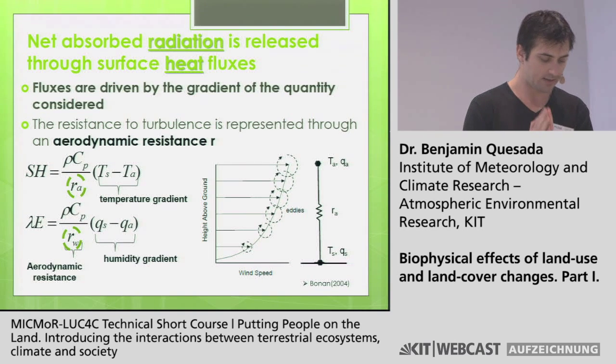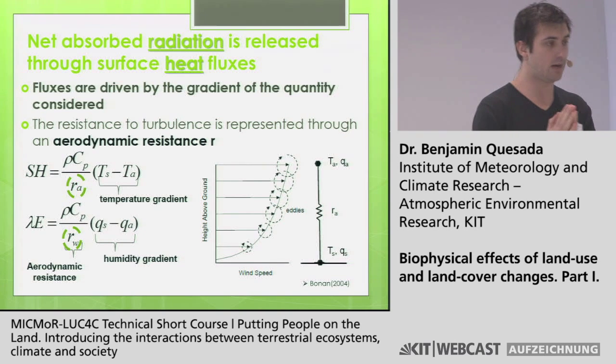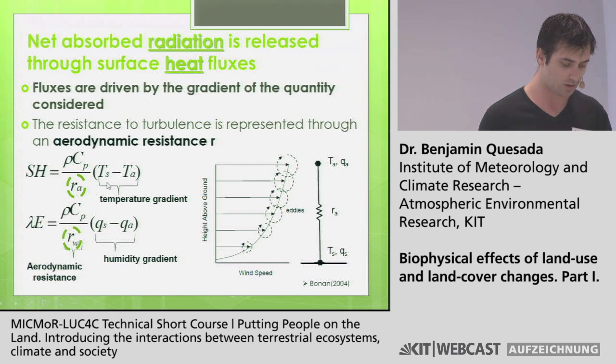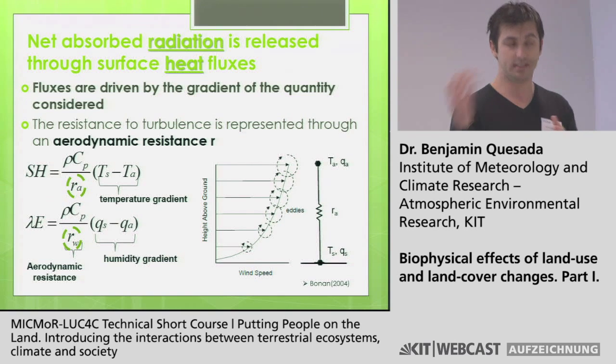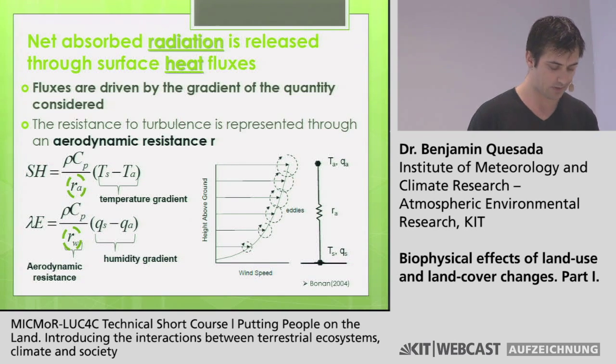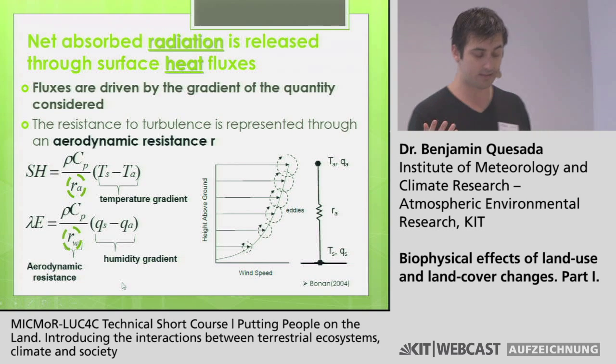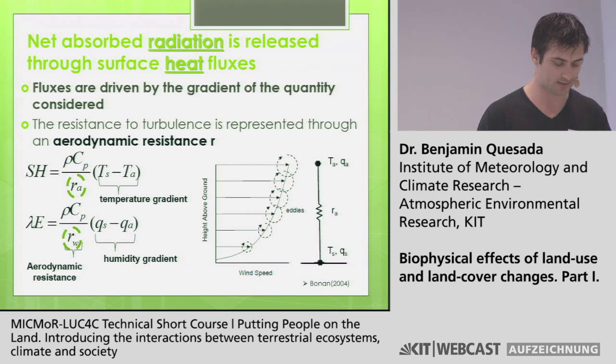And the two main fluxes here, SH and lambda E, the sensible and latent heat flux, are driven by the gradient of the quantity considered. So the sensible heat flux is proportional to the temperature gradient between the surface and the free atmosphere. So we will see after what that is. And for the latent heat flux, it's proportional to the humidity gradient. We express also the ability of the physical land type to resist to the release of these fluxes through the aerodynamic resistance. And you see that when this resistance increases, then the release of fluxes is less easy, so it decreases the fluxes.